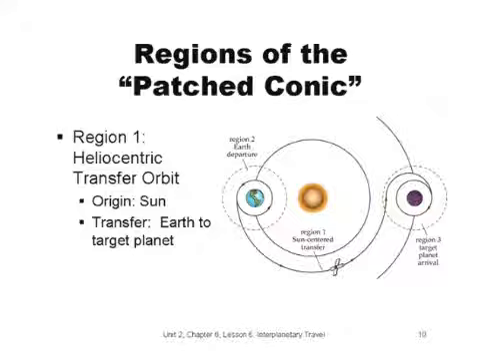Region 3 is called target planet arrival. What do you think the dotted circle means here? Right again. Within the dotted circle around the target planet, the spacecraft is under the influence of the target planet's gravity.